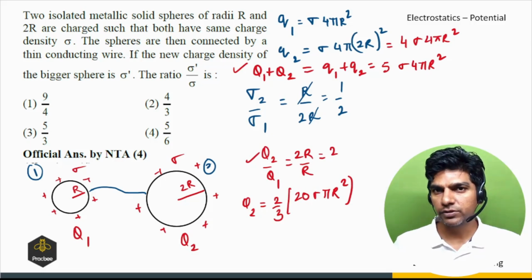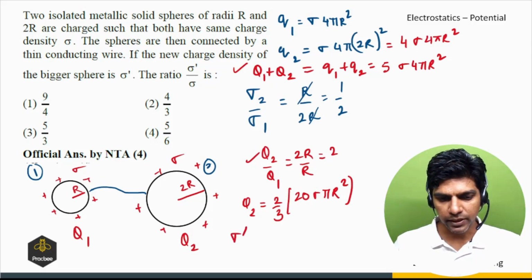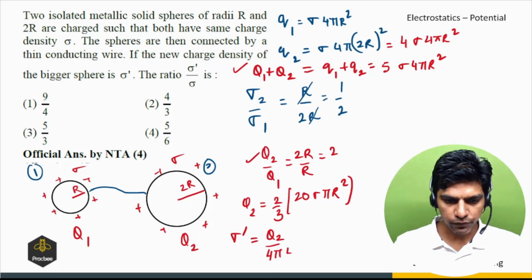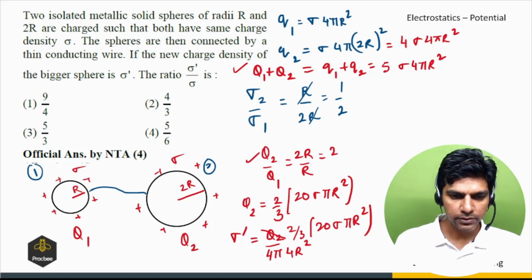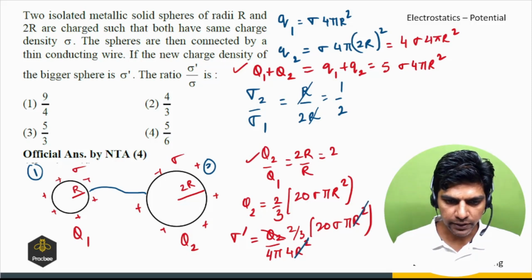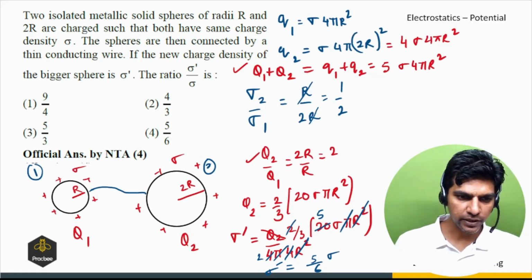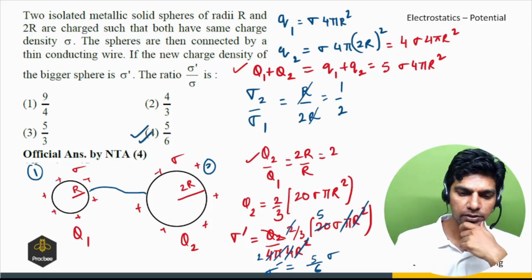Now we want to find the surface charge density on the big sphere, so sigma prime will be q2 divided by the surface area 4 pi (2r) square, that is 16 pi r square, and this q2 will be 2/3 times 20 sigma pi r square. Let us simplify this. r square will get cancelled out, pi will get cancelled out, so it will be 4 and this will be 5, this will give us 2, so it comes out to be 5 divided by 6 sigma. So sigma prime is 5 by 6 sigma, so 5 by 6 should be the answer. Option 4 is the right answer.